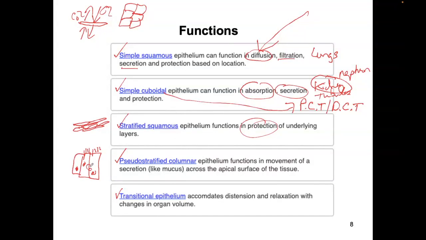And remember with this, you're going to have those goblet cells located in there. And remember those goblet cells do what? They secrete mucus that sticks to the top of the cilia. So pseudostratified columnar epithelium functions in the movement of a secretion, like mucus, because of those goblet cells, across the apical surface. Pretty cool, just like the trachea. And transitional, remember the balloon, blowing up the balloon, accommodates distension and relaxation with changes in the organ volume, the urinary bladder.